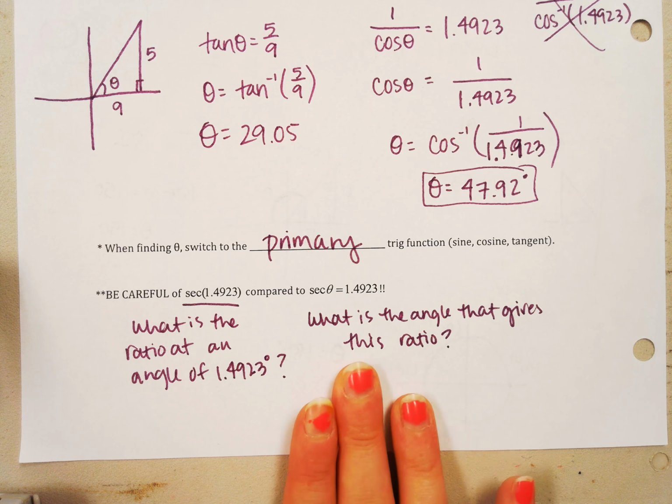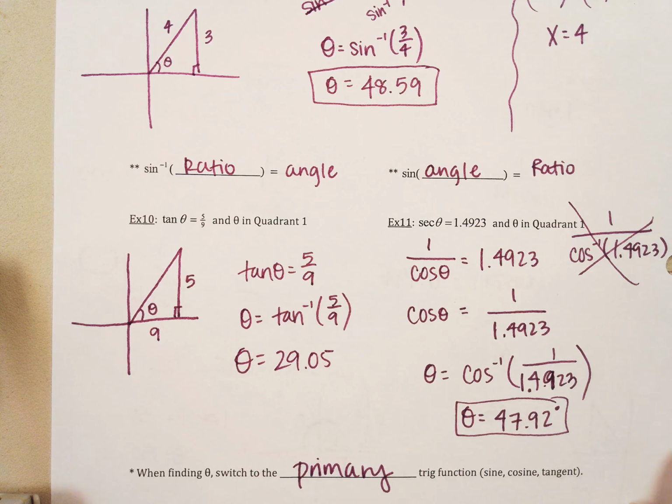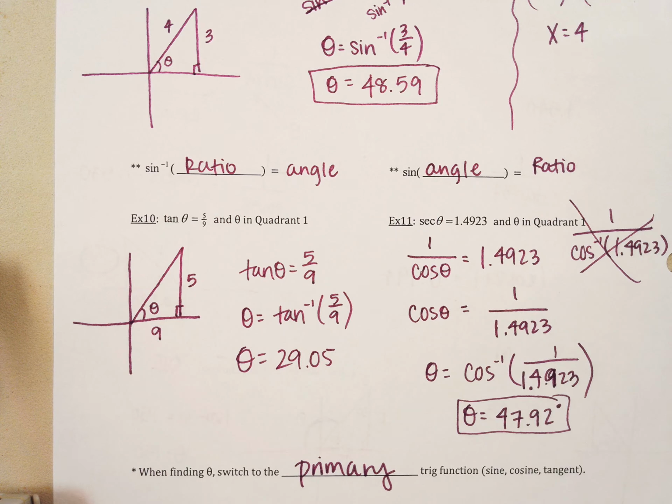Okay, so a big idea, honestly, for this entire chapter, this entire section, this lesson, is this idea. Knowing that when you take the inverse, you're taking the inverse of some ratio and you're getting an angle back out. Inverse, angle. If you're taking the sine, the trig function of an angle, you're getting a ratio back out.